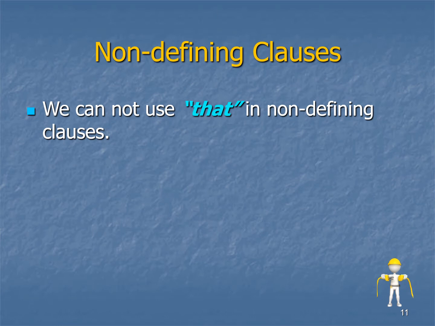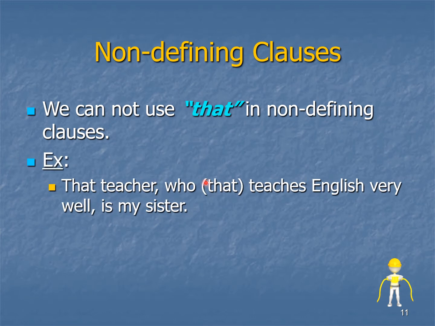We cannot use that in non-defining relative clauses in here. So, for example, the teacher who teaches English very well is my sister. So from where to where is the non-defining relative clause? You can see it. Yeah, from who until very well. And in this case, that cannot be used in here. All right. So that part.